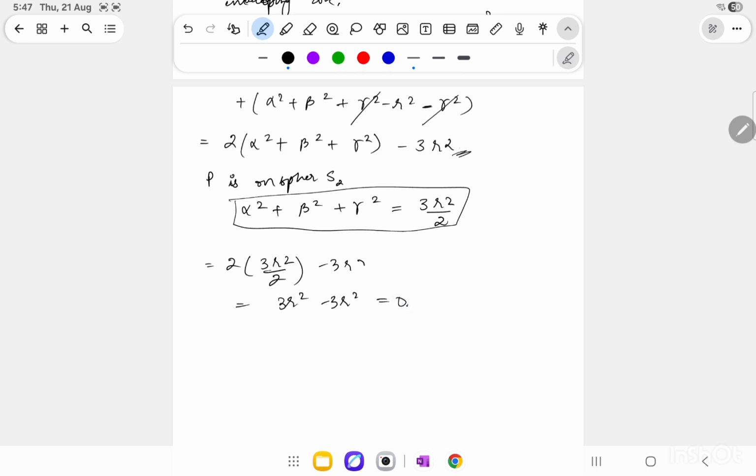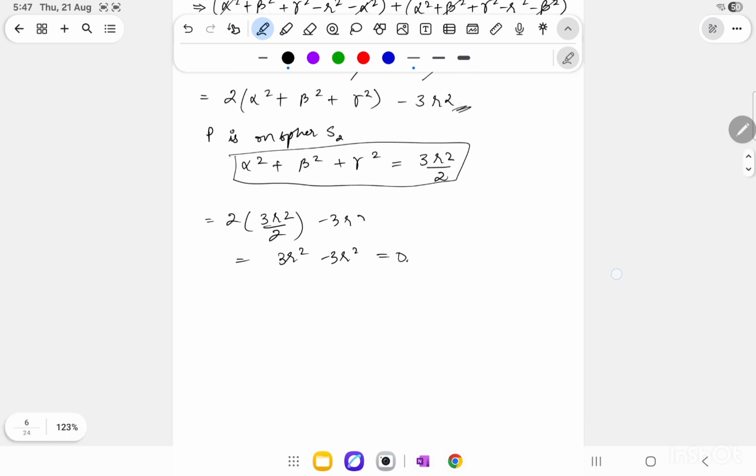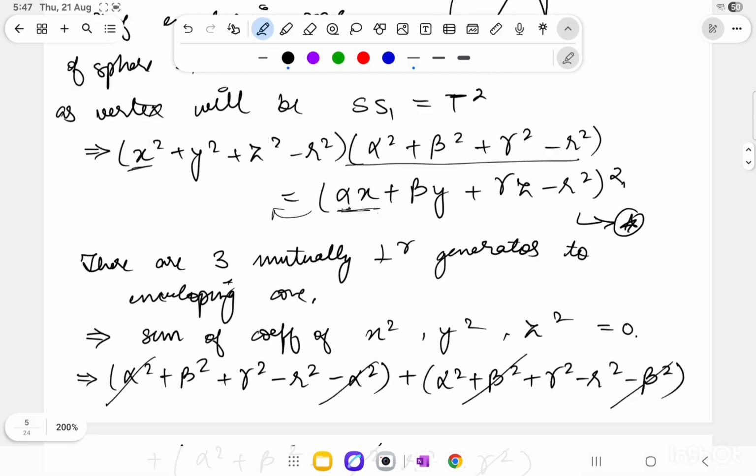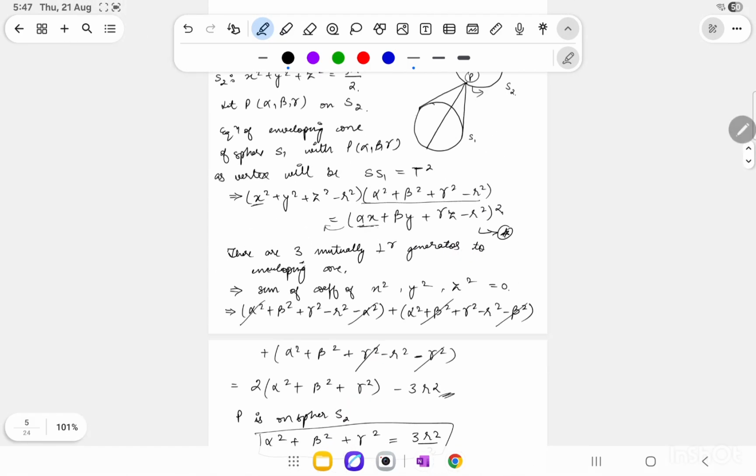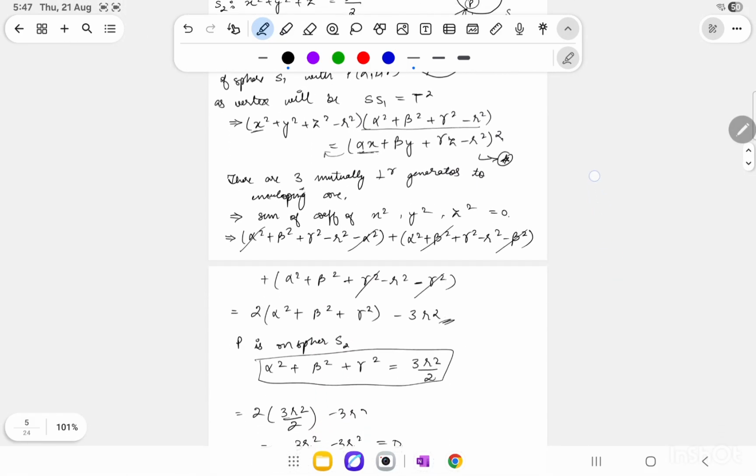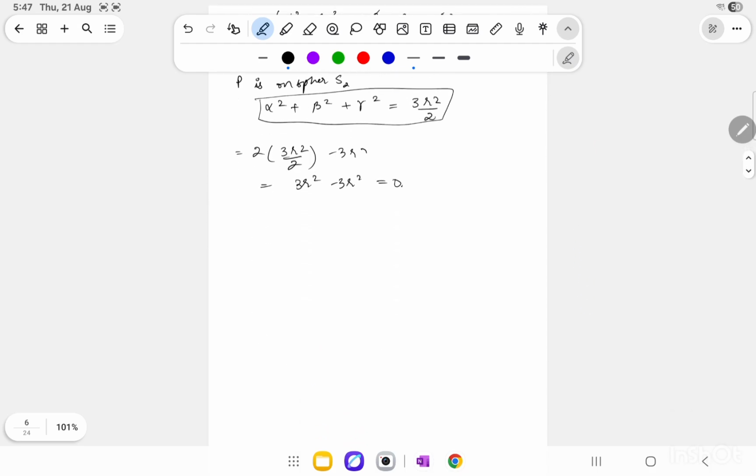So I can say that three mutually perpendicular tangent lines can be drawn from any arbitrary point on this sphere S2 to sphere S1. Let's move on to the next question.